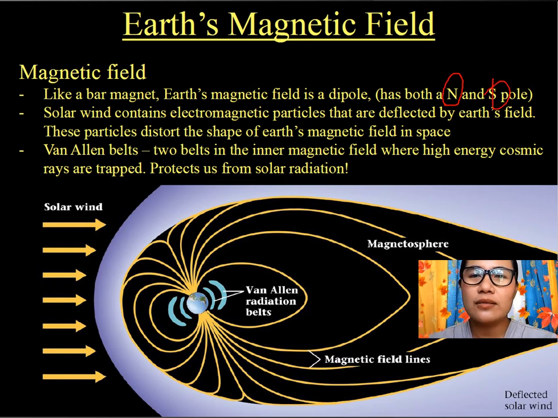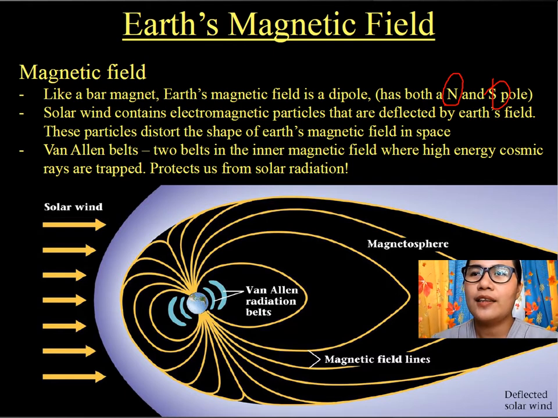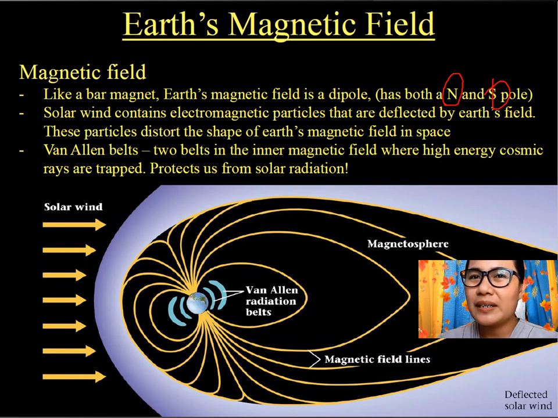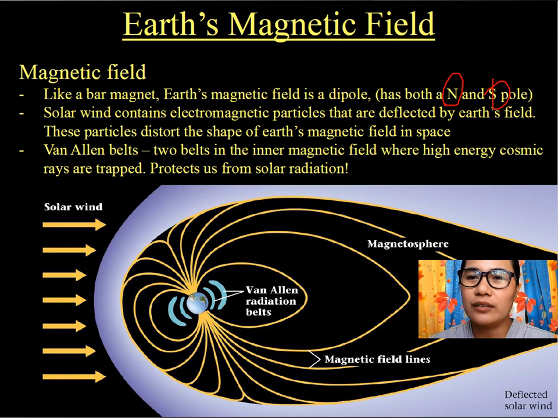Solar winds contain electromagnetic particles. Kanang solar wind coming from the sun, they are deflected. Gipalayo or gipahawa by our Earth's magnetic field. So, ingon ani siya kung atong i-visualize ang magnetic field sa Earth.